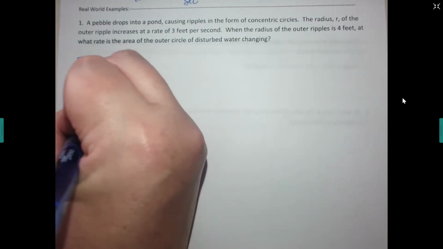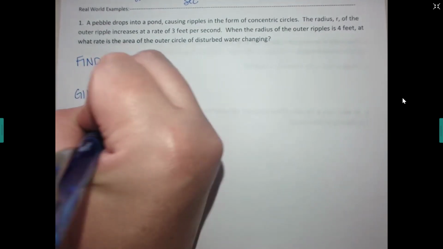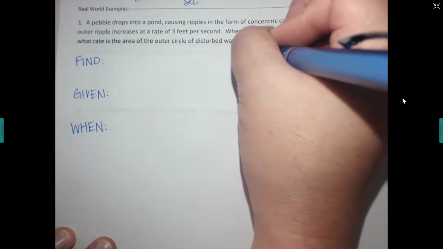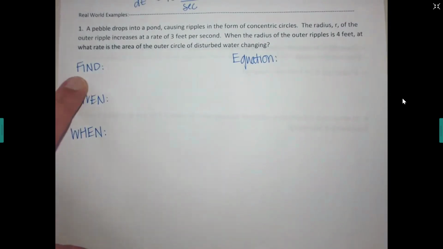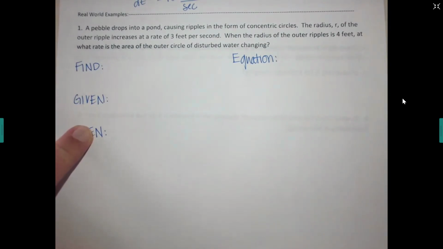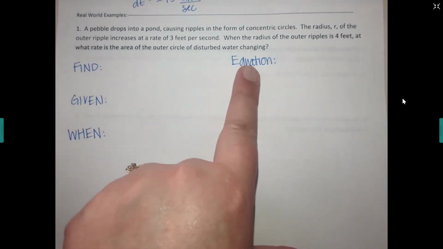Usually you're gonna have a when, and then what equation you're gonna use off of that page of formulas. Okay. So we're gonna read through the question and then we're gonna look for those pieces. What are we trying to find? What rate are we given? What moment in time do I care about? And then we'll pick an equation off the list.